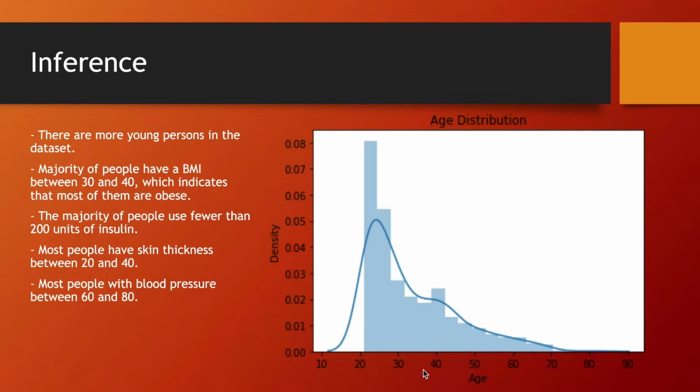with age being on the x-axis and density on the y-axis, we can see that there are more young people in the data set, the majority of whom have a BMI between 30 and 40, which indicates that most of them are obese. The majority of people use fewer than 200 units of insulin. Most people have skin thicknesses between 20 and 40, and most people have blood pressure between 60 and 80.